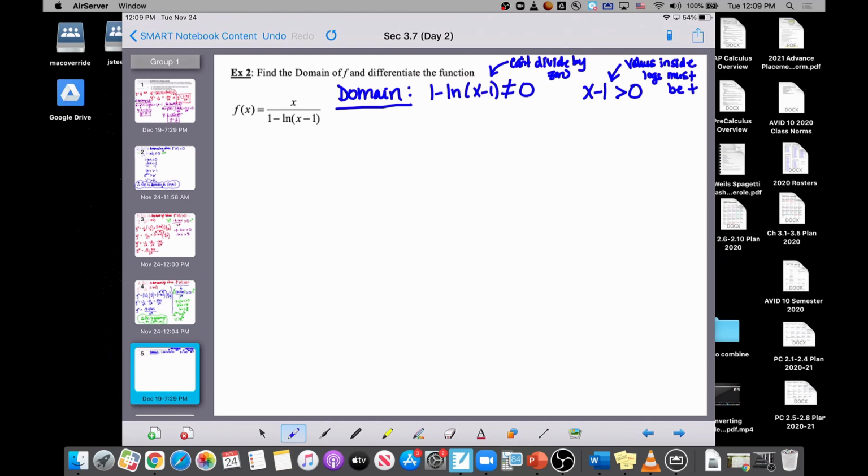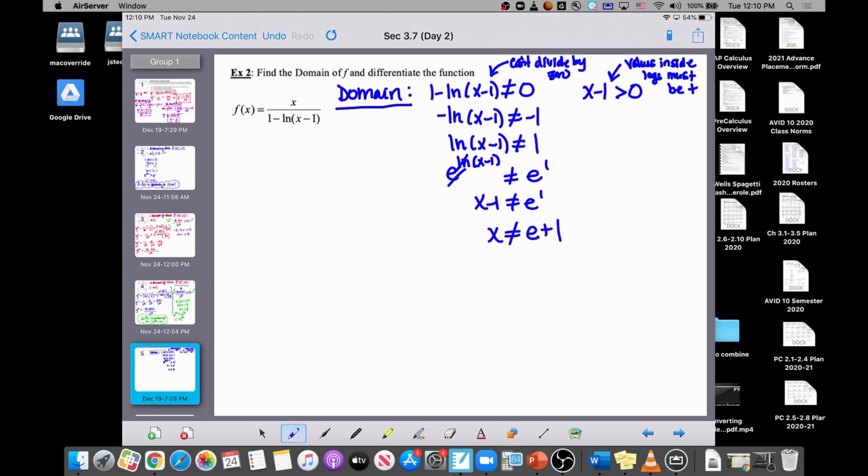So for the first one, if I subtract 1 from both sides, I get negative natural log of x minus 1 cannot be negative 1. Dividing both sides by negative 1 just makes this natural log of x minus 1 cannot be positive 1. If I raise both sides to a base of e, e to the natural log of x minus 1 cannot equal e to the first. The e and the natural log cancel out, so I get x minus 1 cannot be e to the first. And if I add 1 to both sides, I find out that x cannot be e plus 1.